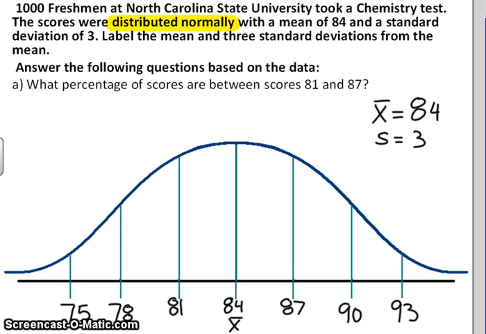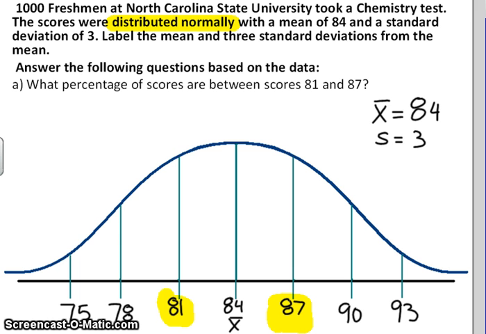They ask what percentage of scores are between 81 and 87. So first, I want to locate those scores on my distribution. Now that I have found the two scores, I can examine their position in relation to the mean. Looking at 81, I can see that it is one standard deviation below my mean of 84, and I can see that 87 is one standard deviation above my mean of 84.